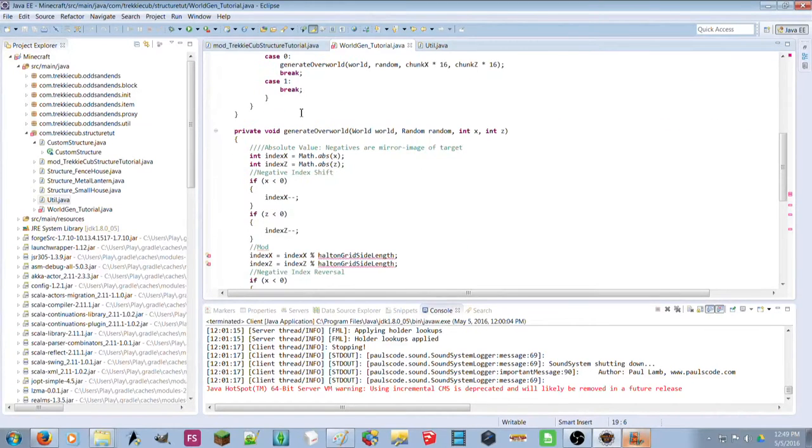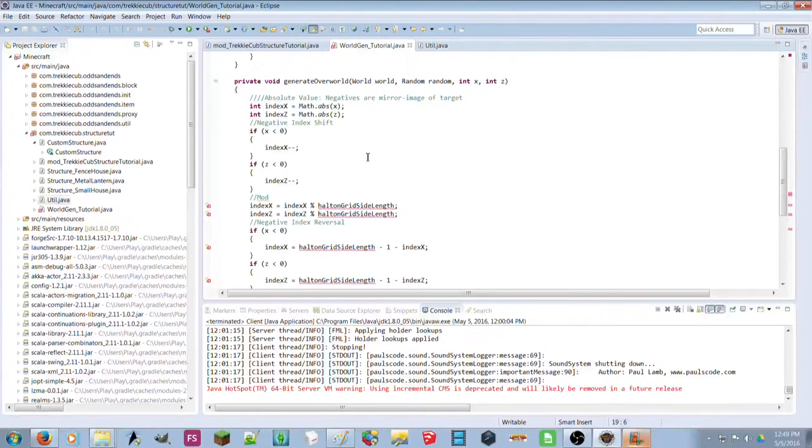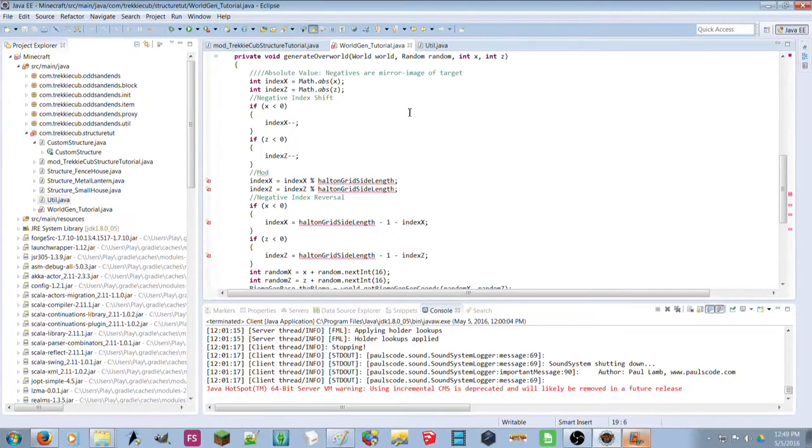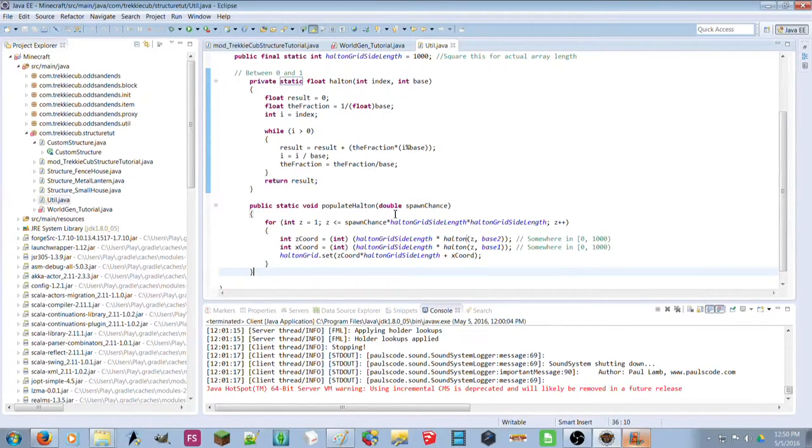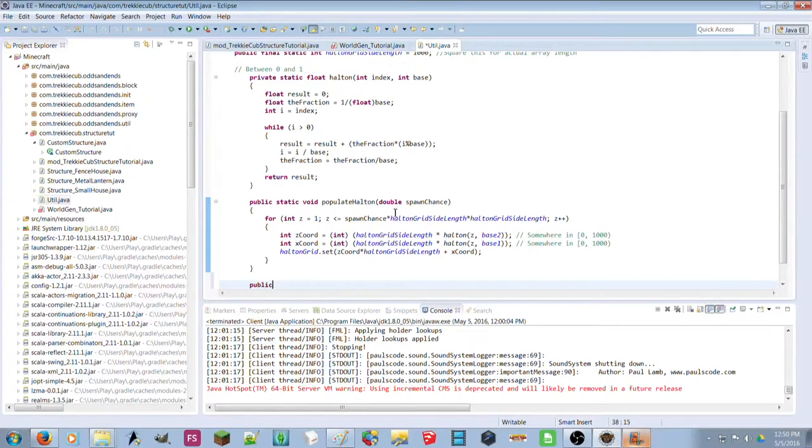We're going to scroll further down. The generate overworld function. If you look at the indices that we used, they use the exact same kind of code throughout all their manipulations. So what we're going to do is we're going to create a function in the util class called Halton index. Public int Halton index.